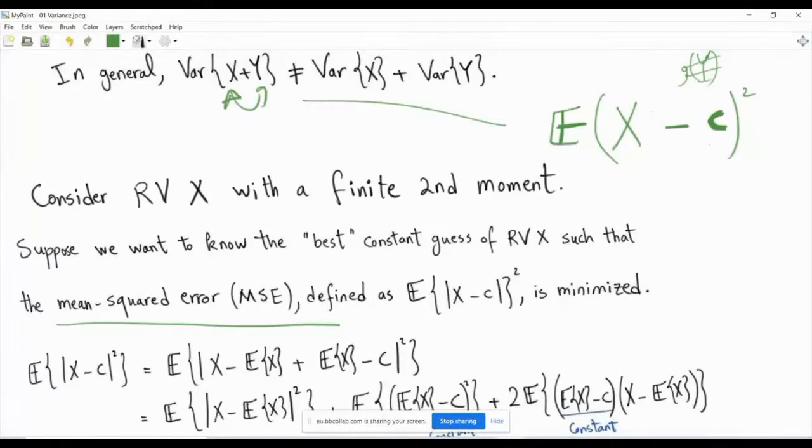And the name is like this: error, that's the error, x minus c. x is your random variable, c is your guess, so that's an error. Square, so you square the error. Mean, which means that you apply the expectation.